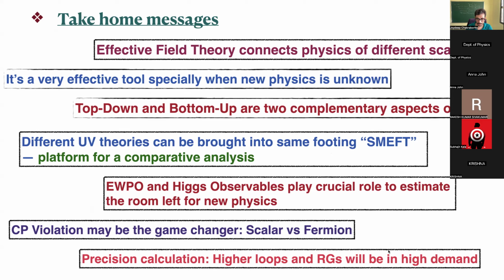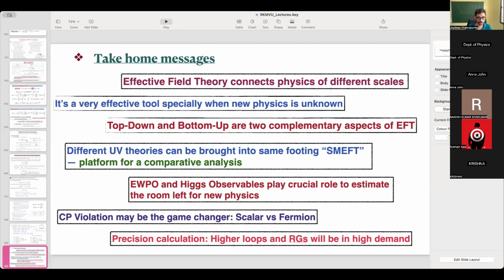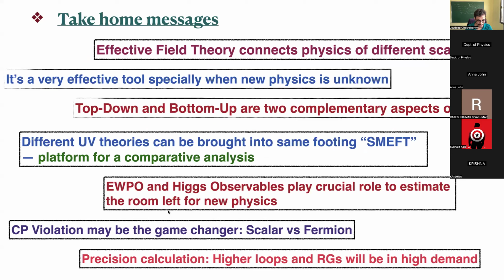The correlations could be a game changer, because very interesting consequences arise depending on whether the extension is scalars or fermions. Higher order calculations beyond one loop and the RGs are playing crucial roles. It's a good time to invest some time to design methodologies to compute them in a sustainable and consistent way. So I think this is what I planned to tell you, and that's all.